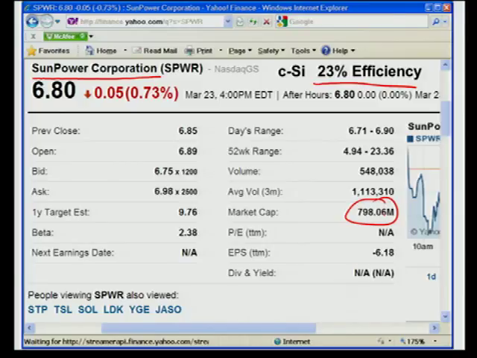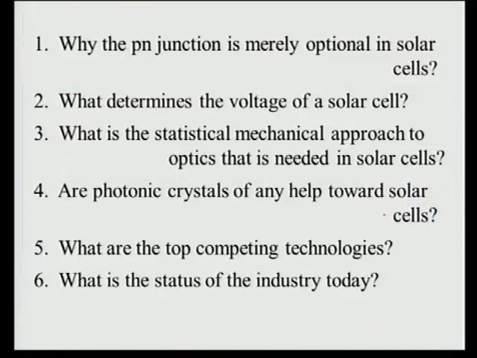Not everybody agrees that efficiency is important. Some people think just the lowest cost of the panel. But to make a really low-cost panel, efficiency is critical. So I will do this partly as a little bit of a tutorial, just trying to answer a few questions about solar cells. So first of all, why is the p-n junction merely optional? Maybe somebody has told you that the key to a solar cell is the p-n junction. And I will say, no. It's optional. That's not the key to the solar cell.